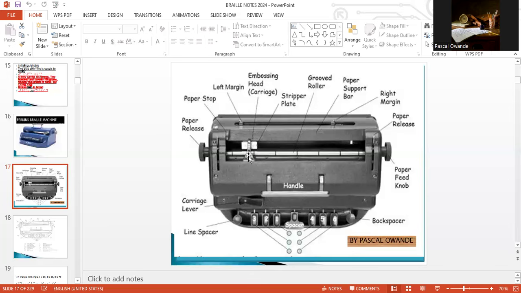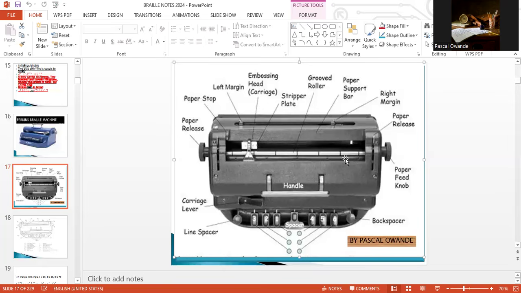And still on the embossing head, there is a stripper plate that is also adjoined to the embossing head as part of its components. We have the grooved roller. The grooved roller, as you are able to see, is a roller here, this one here. It has black rubber bands, which hold the paper so that the paper does not run out once it is fitted into the machine. This is called the grooved roller.